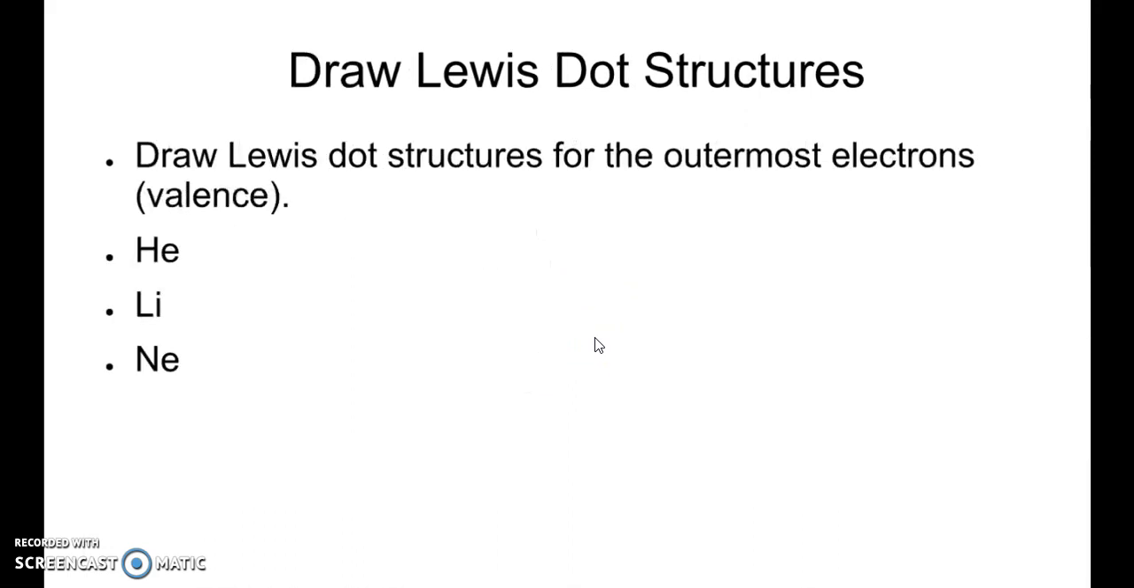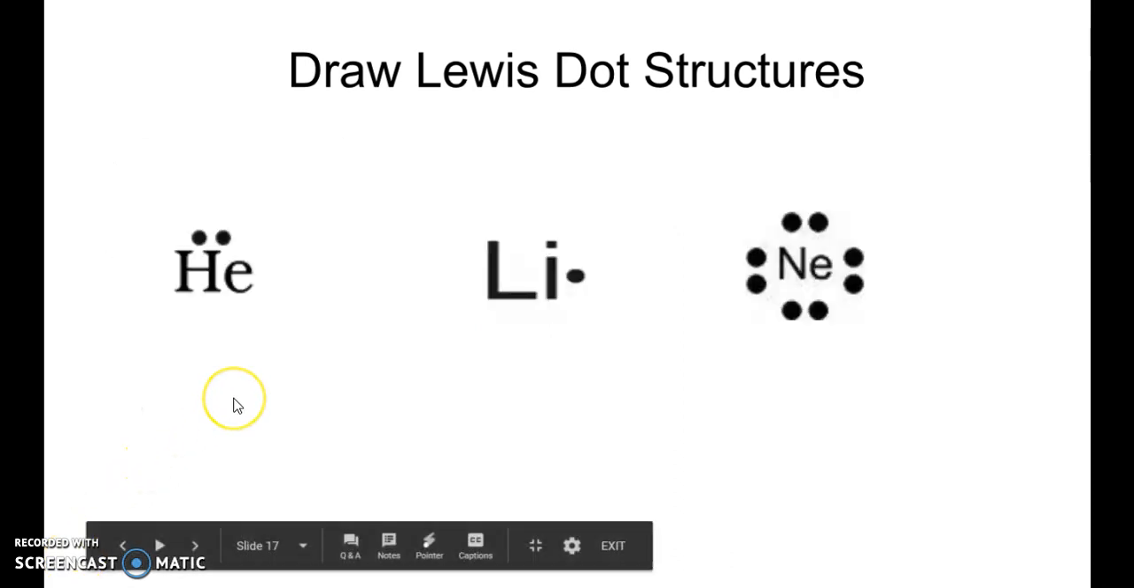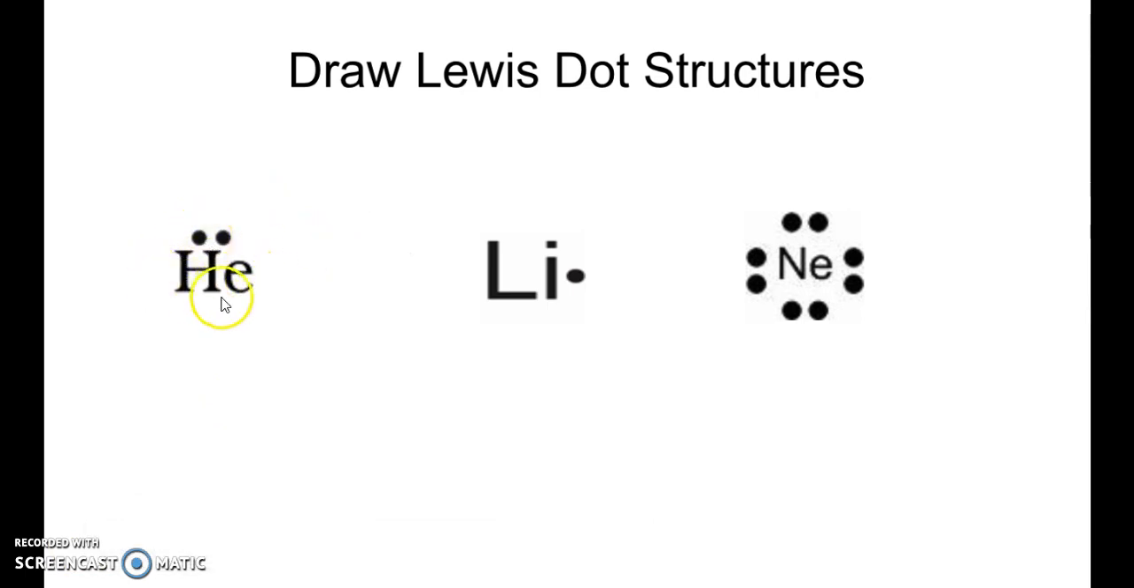Lewis dots. So here's another little practice for you in your notes. Draw Lewis dot structures for the outermost electrons for these 3 guys, and you'll need to do this in your notes. Once you have those 3 drawn, you should have something that looks like this. And guys, I apologize. I should have fixed this. I said to start with here 1, 2, 3, 4, 1 here on lithium. Neon has 8 valence electrons, so it's got 8 dots.